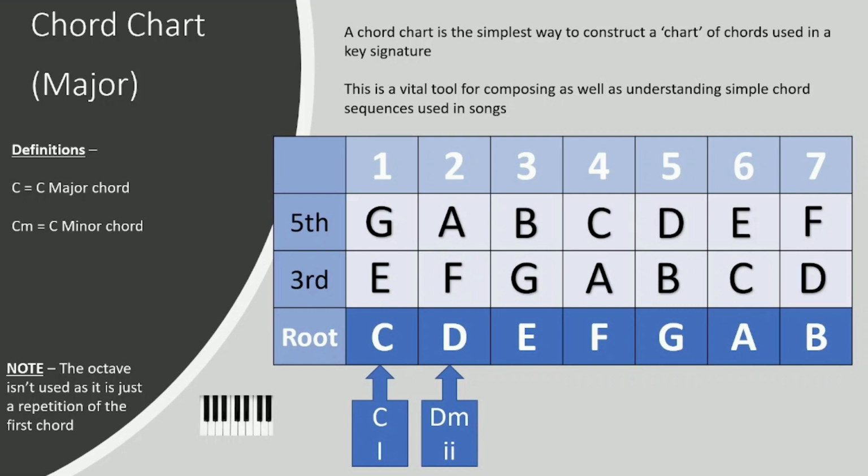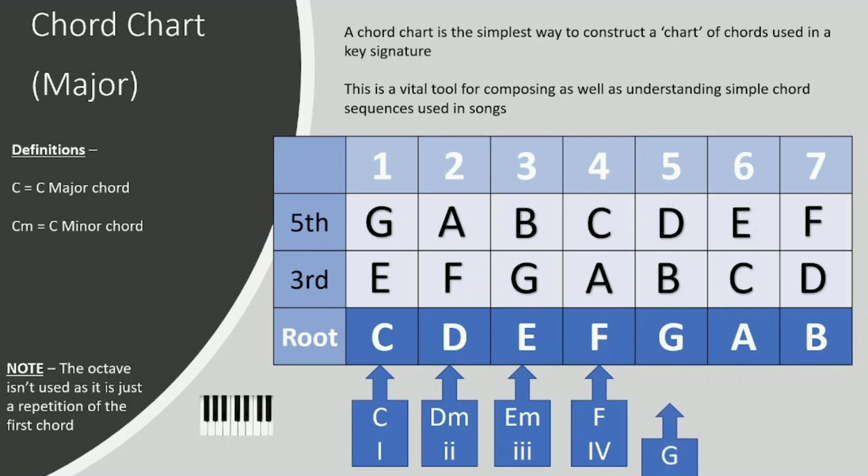D minor is where the definitions come in. Remember, a capital letter by itself is major, with a little m next to it is minor. So we've got D minor. The second chord in C major is minor, same as the third chord is minor. The fourth is major, F major for this particular example. And then we have G major.